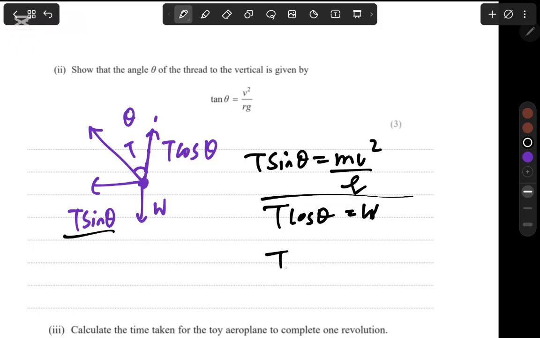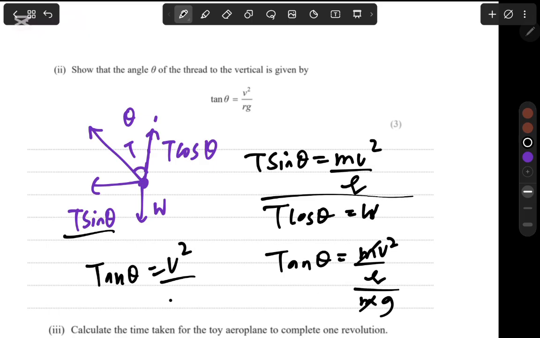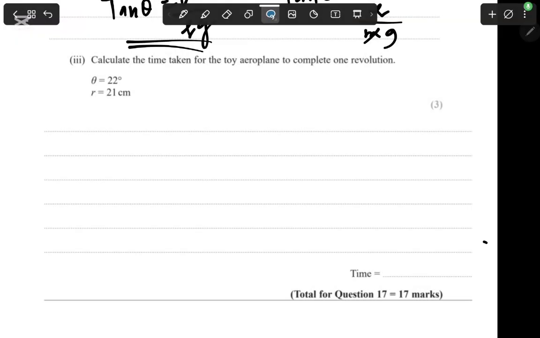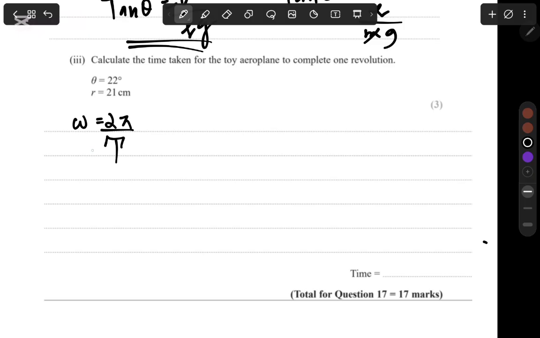Divide both the equations, you're going to get tan theta equals mv squared over r over mg. This cancels out, and we'll get tan theta equals v squared over rg. The final part, calculate the time taken for a toy aeroplane to complete one revolution. We're going to use the formula omega equals 2 pi by T. We need to find that T right over there.